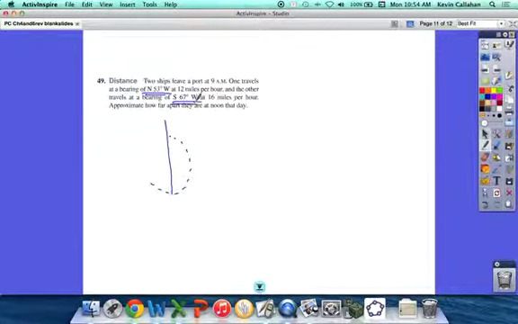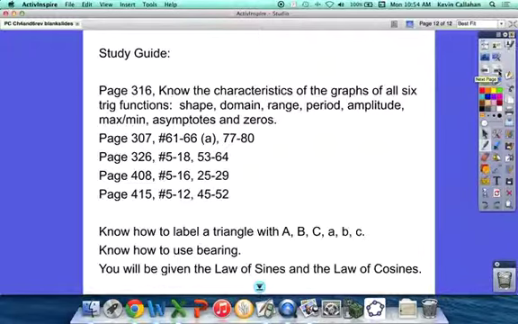Okay. So this is the study guide. Know the characteristics of all the graphs. This is the inverse functions. No, this is still the characteristics of the graph. The inverse functions. I think I need to add something to that. I'll check on that because we've got time.